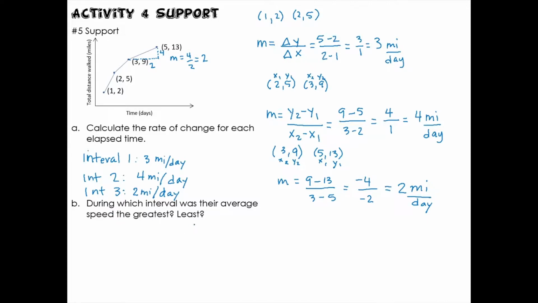And I just put in there the least. So where was the greatest average speed? 4 miles a day. Not going very far, or we're just walking. So yeah, that's quite a bit, especially if you're trying to stay at home. So we would say interval 2 had the greatest average speed.